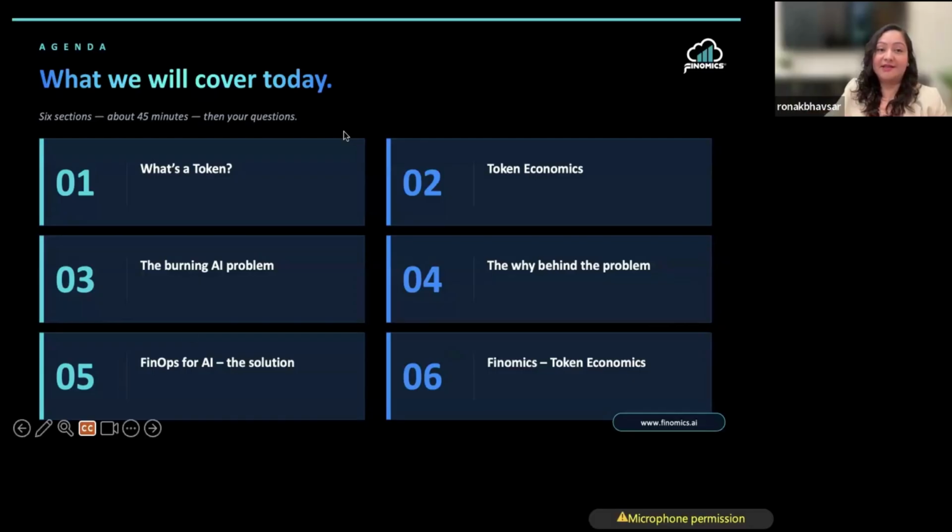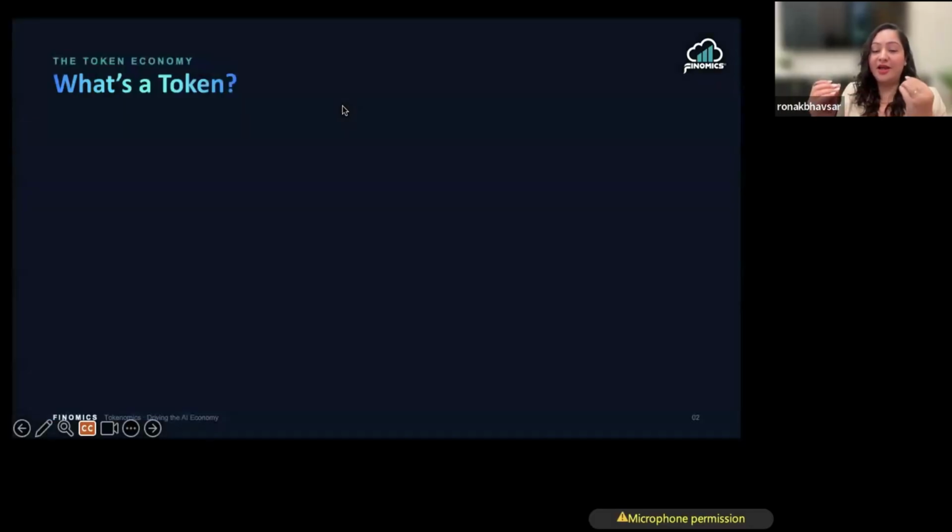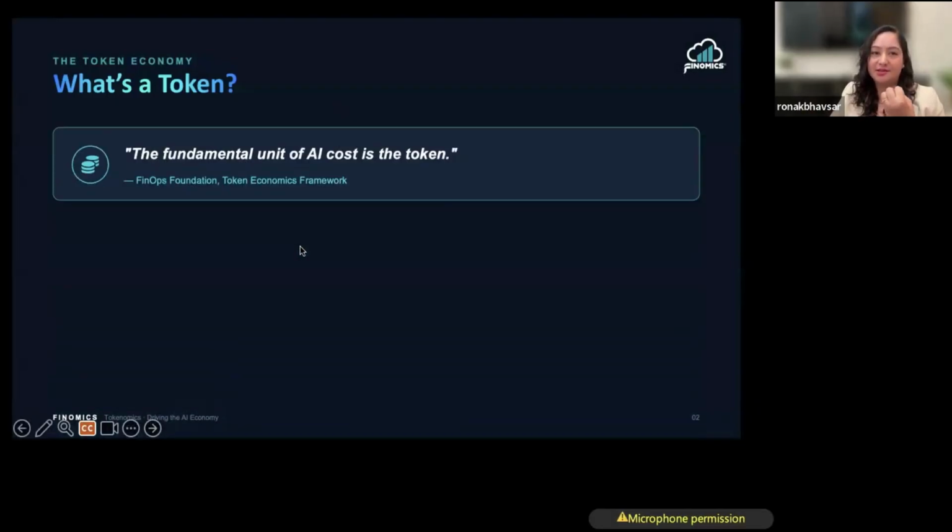So let's get started with the very important question: what's a token? Everybody is talking about it. Everybody has used it in some or the other way. So the question is very legit: what is really a token, and why is it creating this buzz?